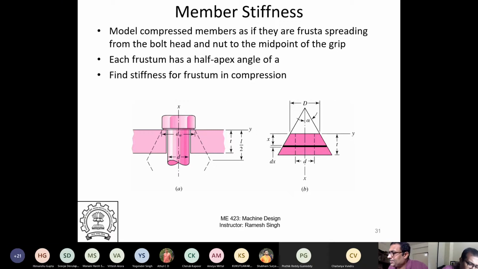So basically what will happen is I can assume this to be something like this. I have a bolt. So let's say a bolt head has some finite width W, which is typically W equal to 1.5 times D. The maximum width of the bolt is 1.5 times the diameter. Now this is what is compressing it.